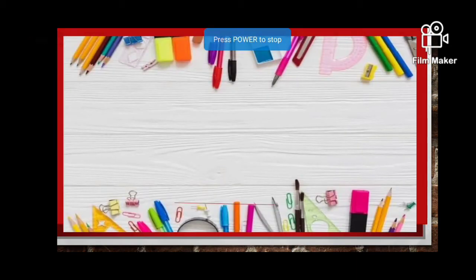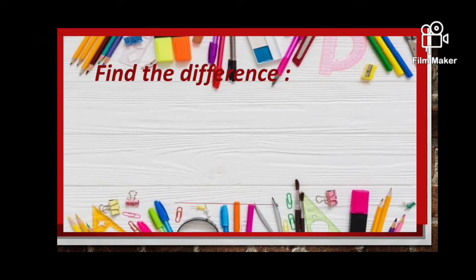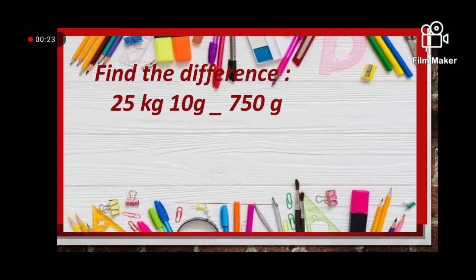My dear students, you all know very well how to add or subtract numbers. Now we are going to find the difference, meaning we have to subtract the two units. We have to subtract 25 kilograms 10 grams minus 750 grams. Always keep it in your mind, you have to add or subtract the same unit, not different ones. So first we will write the units kilogram and gram. Then we will write the kilograms in the kilograms column and grams in the grams column.